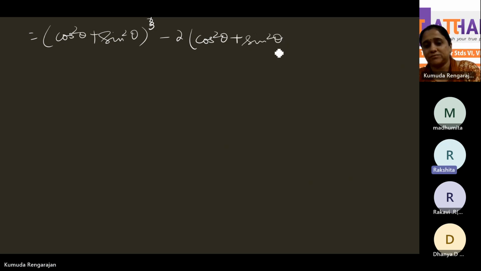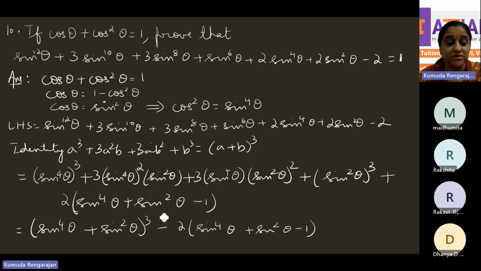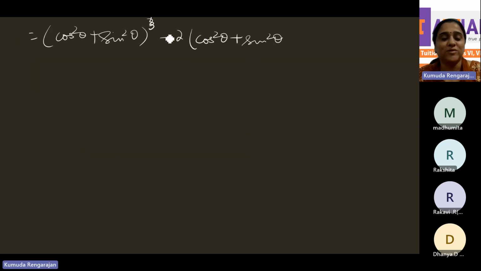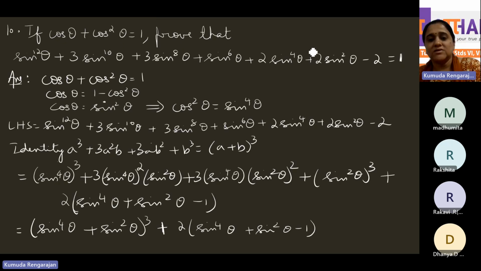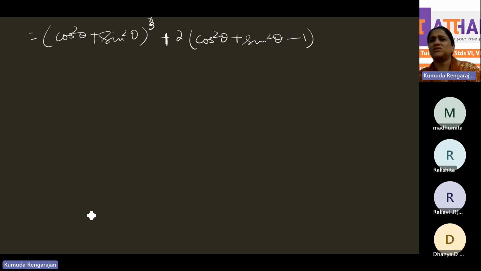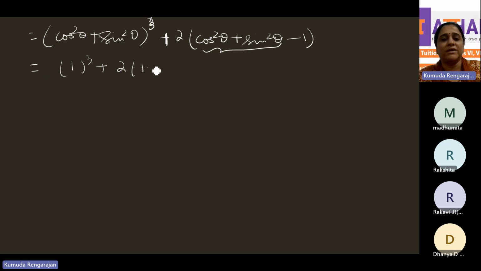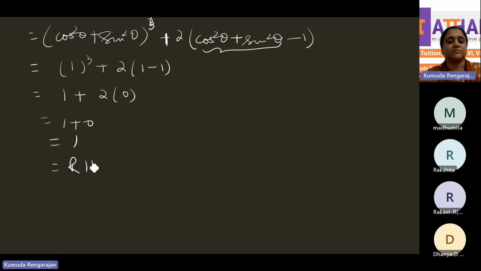Ma'am, shouldn't it be plus 2 there? Okay, yeah, it is. Yeah, thank you, Rakshita. So wherever, simply don't change everything. You understand what I said? Now, cos square theta plus sine square theta is 1 cubed, plus 2 into cos square theta plus sine square theta is 1, minus 1. So 1 cubed is 1 plus 2 into 0. So 2 into 0 is 0. So 1 plus 0, which is 1, which is the RHS.